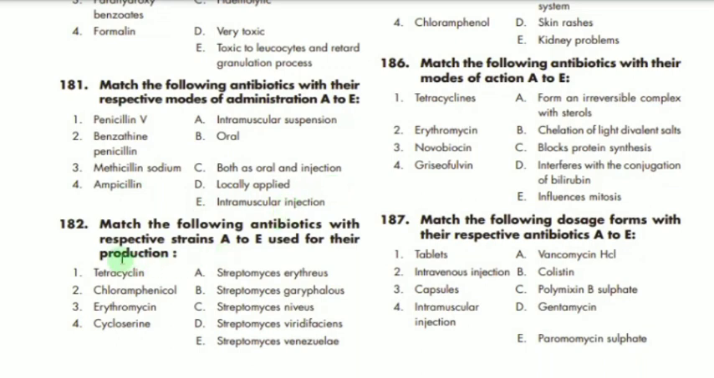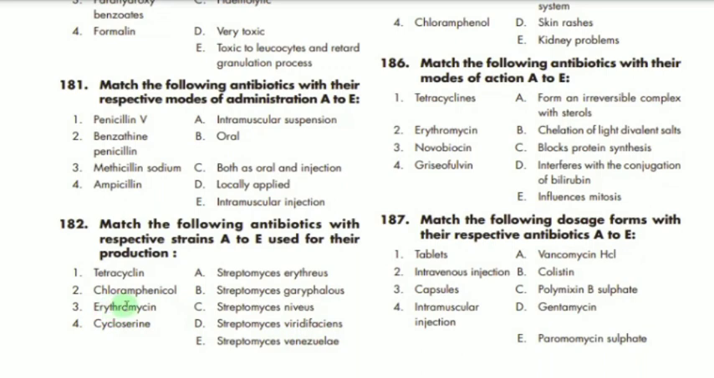Then the 182 MCQ says match the following antibiotics with respect to A to E used for the production. The first antibiotic we produce is tetracycline, and we mostly get this tetracycline from Streptomyces viridifaciens. D is the correct option.